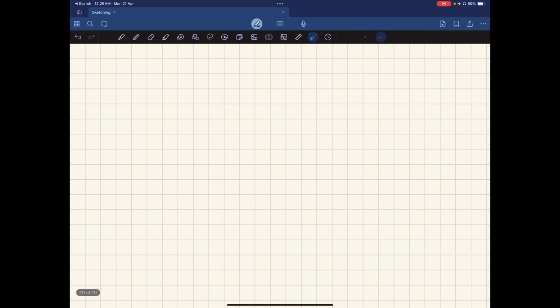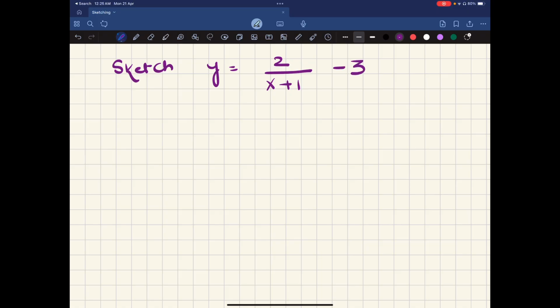Okay, let's do an example. Sketch y equals 2 over x plus 1, minus 3. Okay, so this is a reciprocal function, but there's also a constant added to it. There's something added in the denominator, and we have a value in the numerator. I told you that the first thing that you have to do is identify the asymptotes.